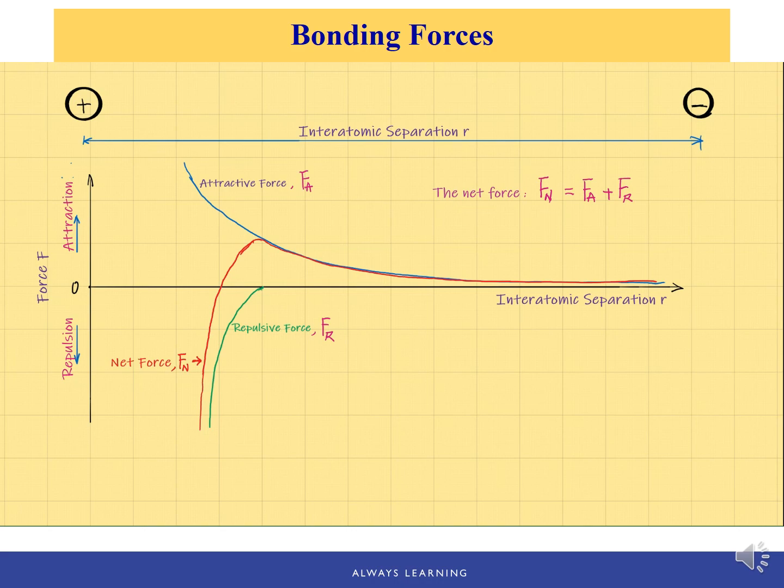Now we can see at some distance, the net force between the two particles is 0. F equals 0. And we call this distance r naught, or r0. And we call it the equilibrium interatomic separation distance. Because at that point, at r0 here, the force is 0, so the two particles are at equilibrium.